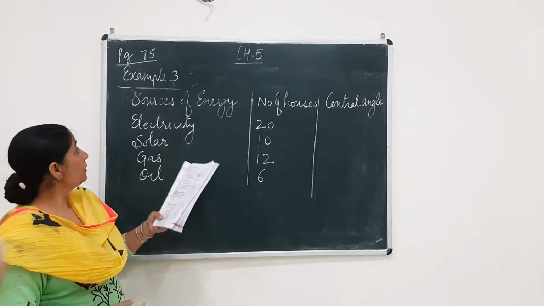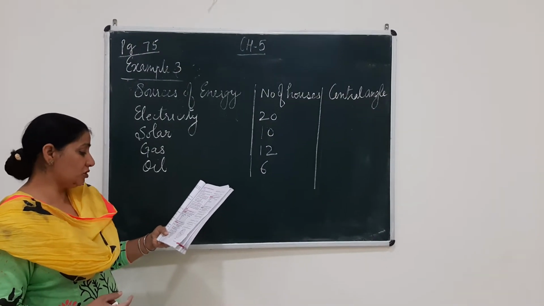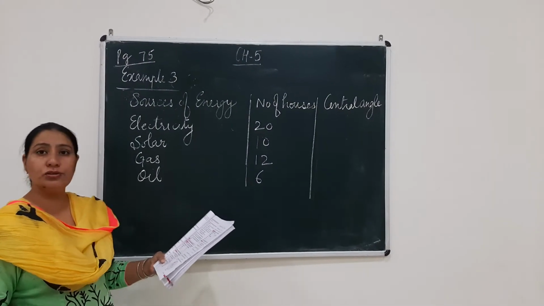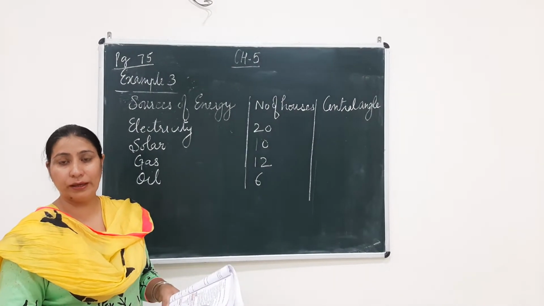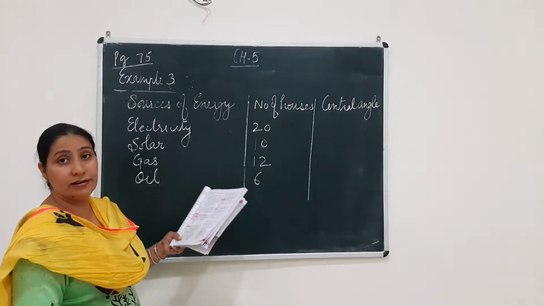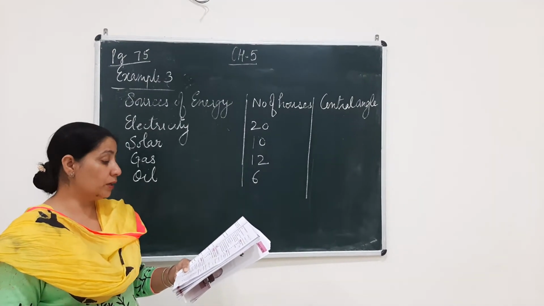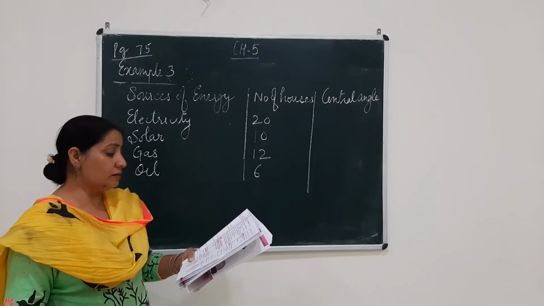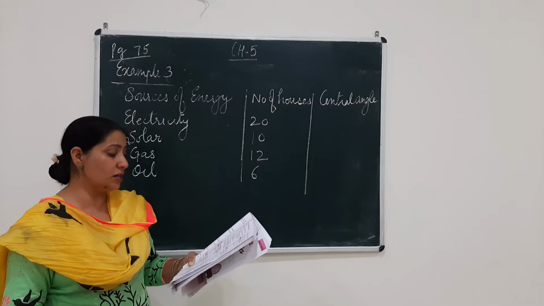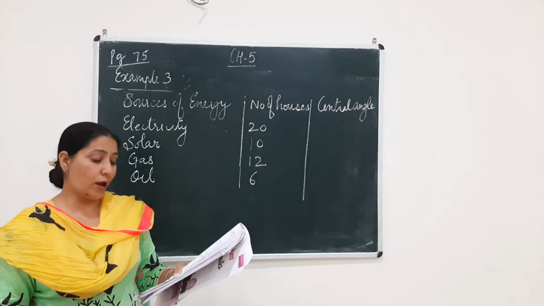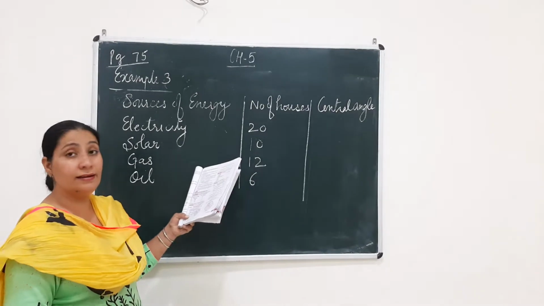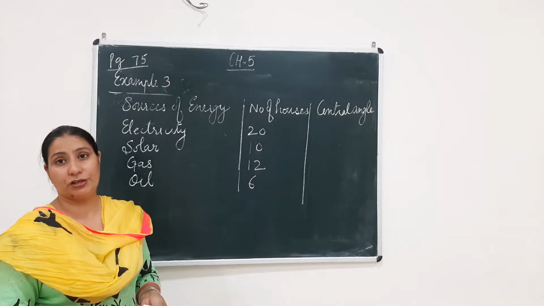So children, I have taken up example 3 which is on page number 75 of your book. Those children who have got the books can open them and see the example from there. Others can see I have already written the statement on the blackboard. In this example it says that the main sources of energy used in each house in a street are listed below, and you have to represent the above data in the form of a pie chart.